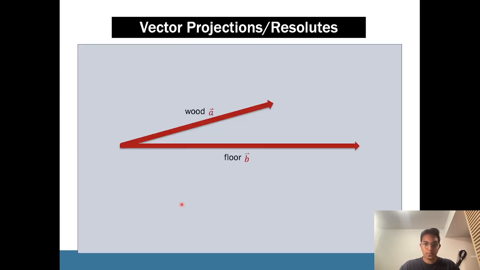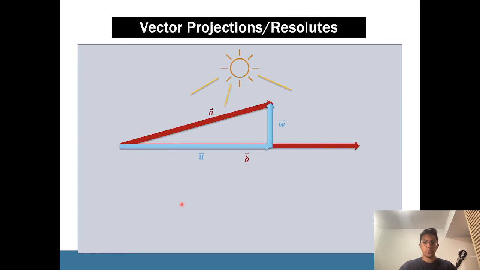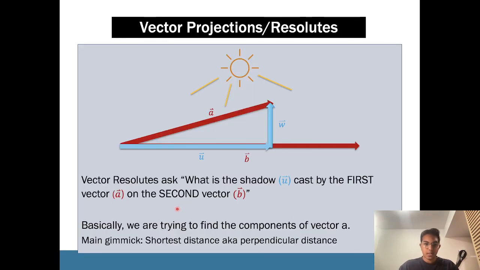All right, cool. So here's the vector resolute equation. What a vector resolute is, we're trying to find the shadow or the projection of vector A onto another vector. So we're trying to break down vector A into its separate components, effectively. We're trying to break down A into its horizontal component and its vertical component here.